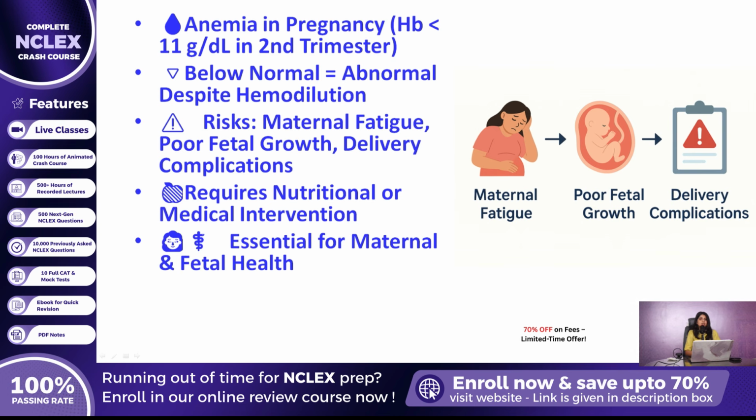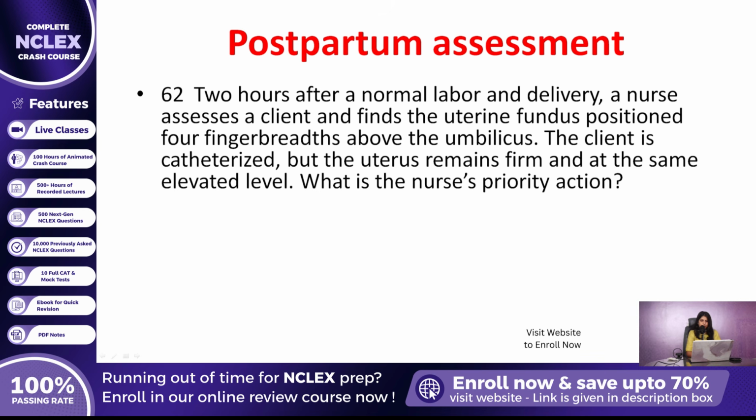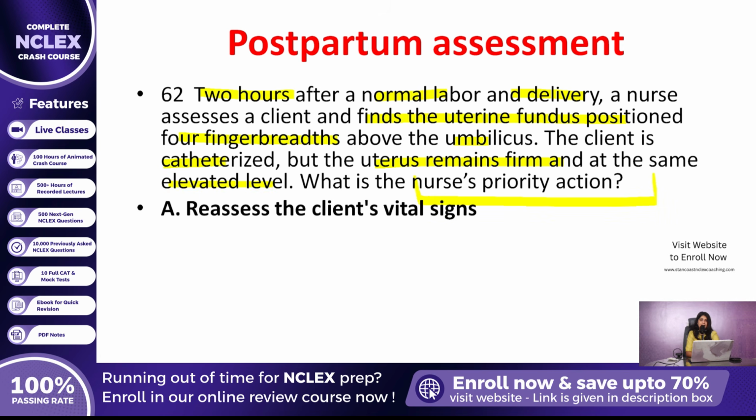Let us now address question number 62, which focuses on postpartum assessment. The scenario states, 2 hours after a normal labor and delivery, a nurse assesses a client and finds the uterine fundus positioned 4 finger breadths above the umbilicus. The client is catheterized, but the uterus remains firm and at the same elevated level. What is the nurse's priority action? The options are A. Reassess the client's vital signs.